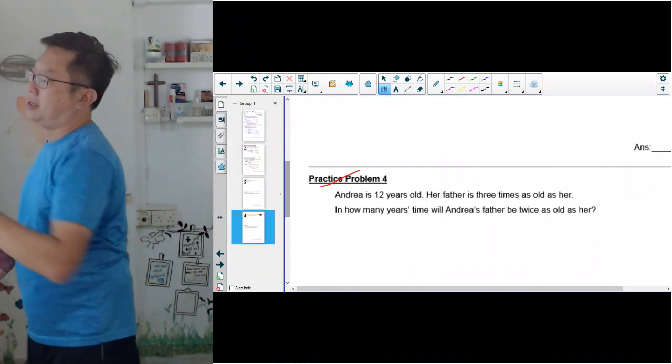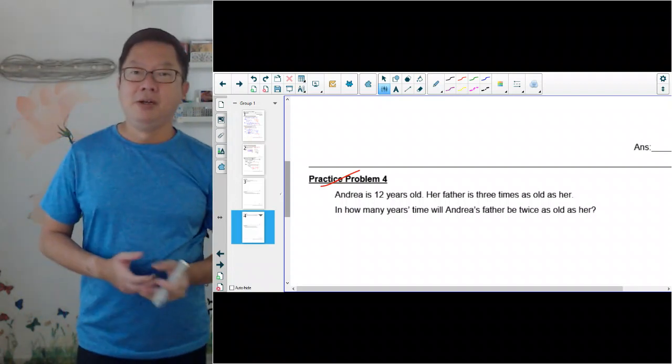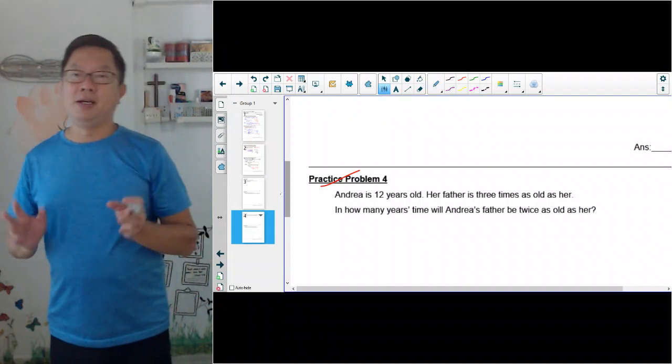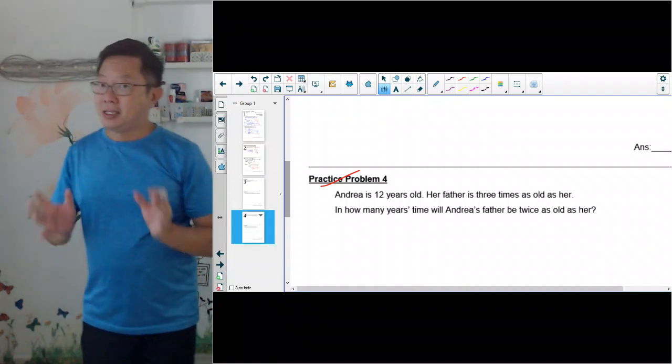This is what I let my students do as well. I will always go through the examples, give them examples, and after that they will have to apply what they learn onto the practice problems. Alright, so that's the homework for yourself.